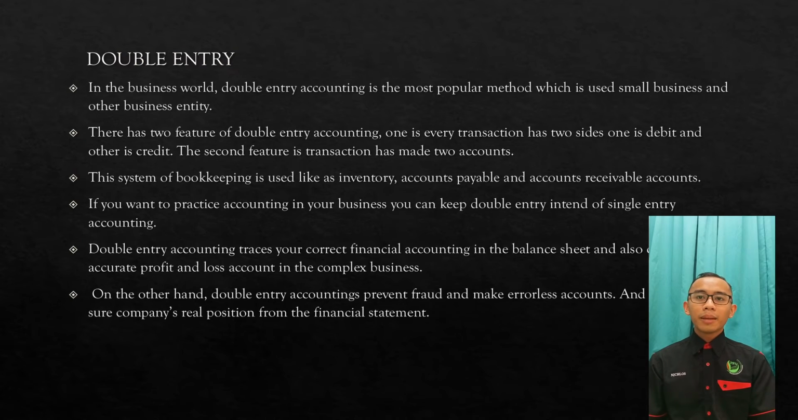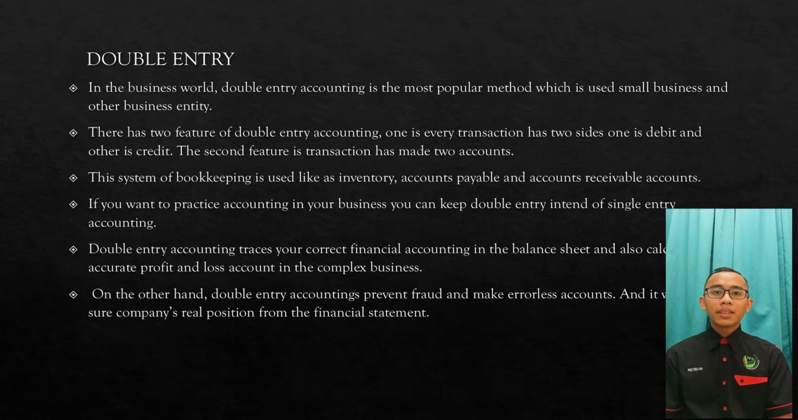Good morning, sir. My name is Felix Randy Anak Matthew from 81105C. Today, I'm going to present about double entry. In the business world, double entry accounting is the most popular method, used by small businesses and other business entities. There are two features of double entry accounting. One is every transaction has two sides: one is debit and the other is credit. The second feature is that a transaction affects two accounts. This system of bookkeeping is used for inventory, accounts payable, and receivable accounts.